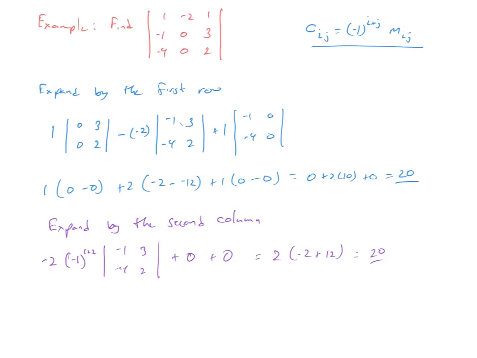It doesn't matter which row or column I expand by, I will always get the exact same determinant. So if I see a row or column that has some zeros in it, a lot of times that is a good one to choose to expand by, because you have fewer calculations, and the problem generally tends to be easier.